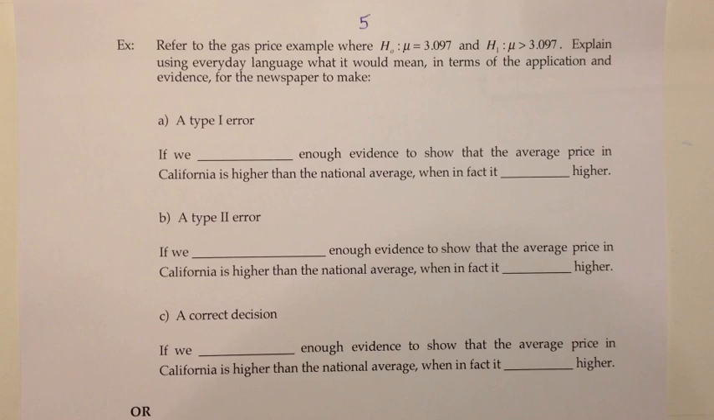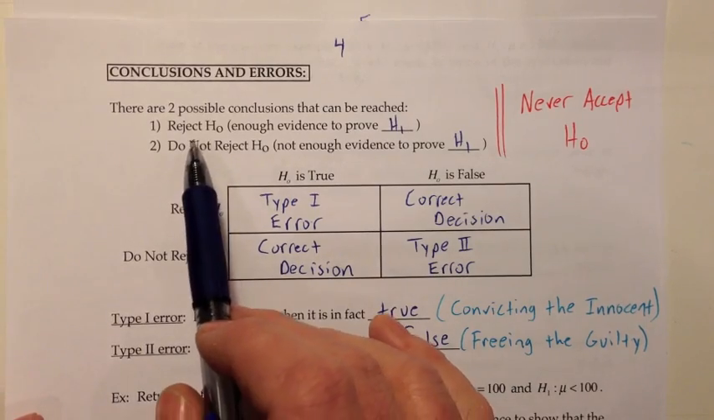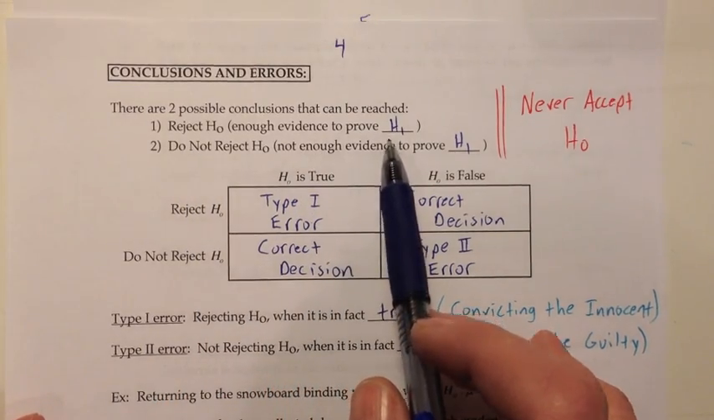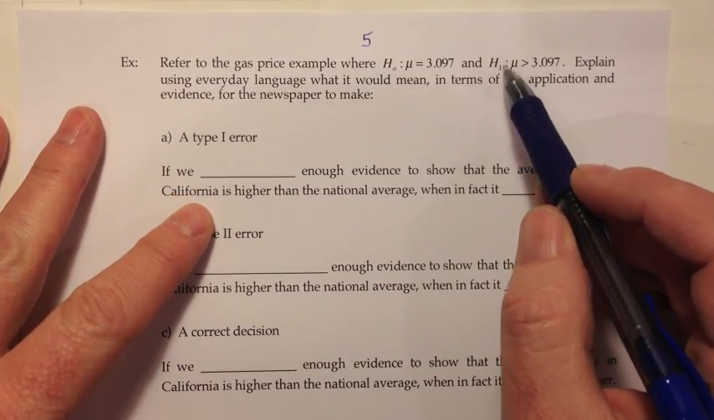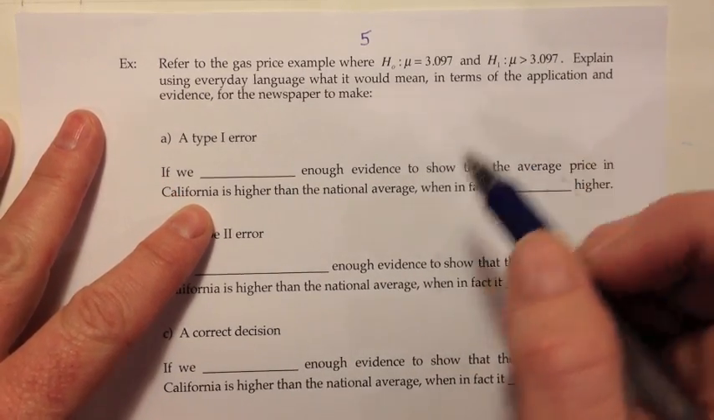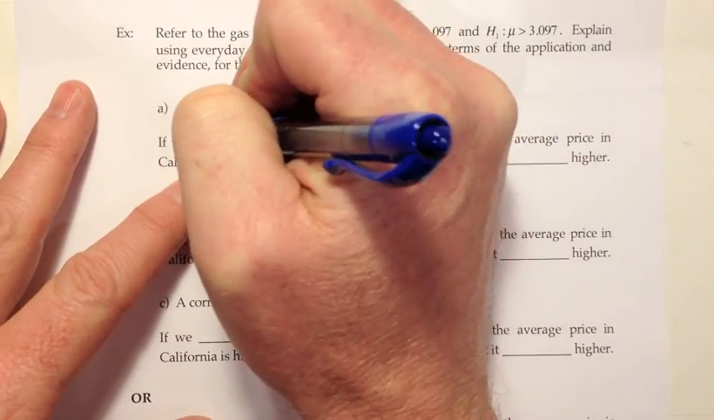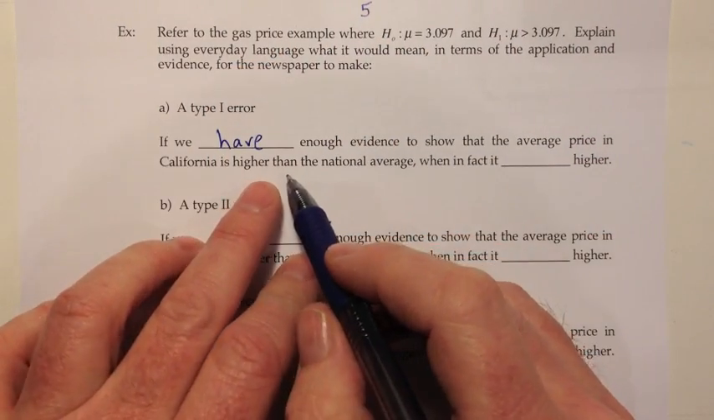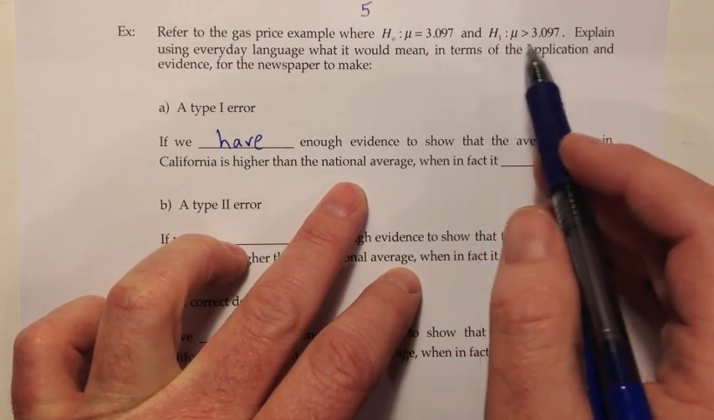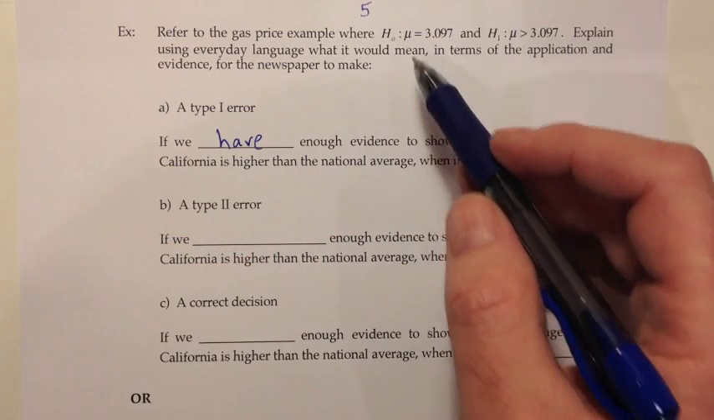So the first part I'm going to focus on is that I'd be rejecting H0. Why would I do that? Well, according to the chart from the previous page, we would only reject H0 if there was enough evidence to prove H1. So that would mean that I did have enough evidence to show that the true average was greater than 3.097. So I would start off by saying it's a type 1 error if we have enough evidence to show the average price in California is higher than the national average. Notice that looks like H1. And that would not be a type 1 error by itself. That would just mean I was going to reject H0.